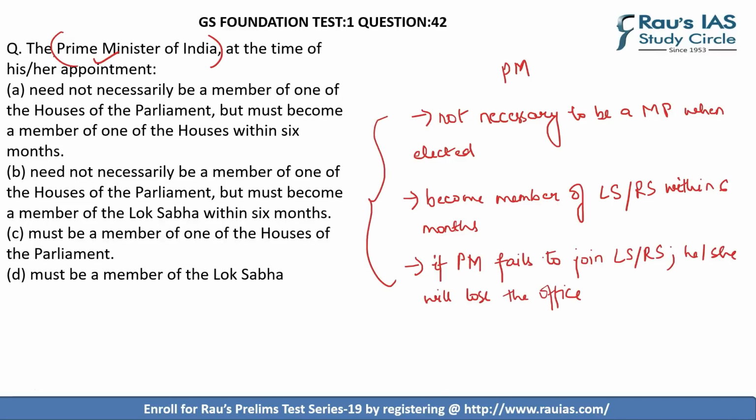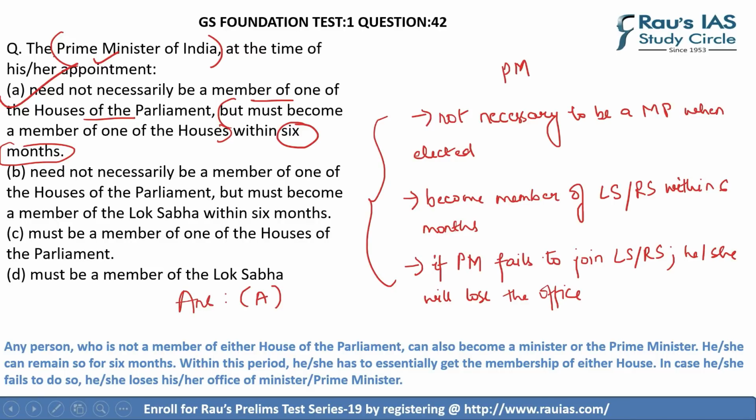Now, in light of this information, we can clearly understand that option A is our final answer, which says that the Prime Minister need not necessarily be a member of one of the houses of Parliament, but must become a member of one of the houses within 6 months. Therefore, our final answer would be option A. Please also have a look at the explanations.